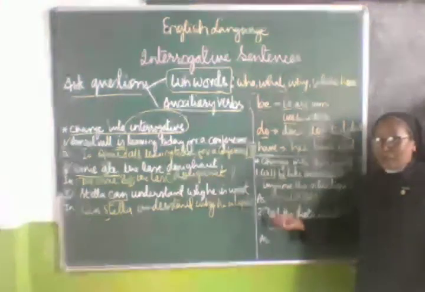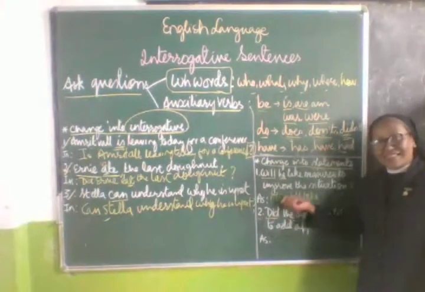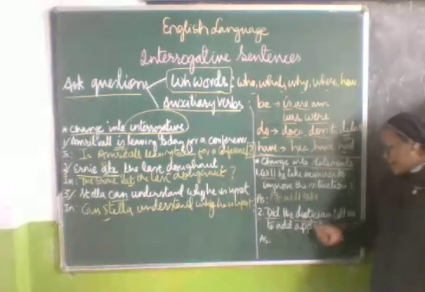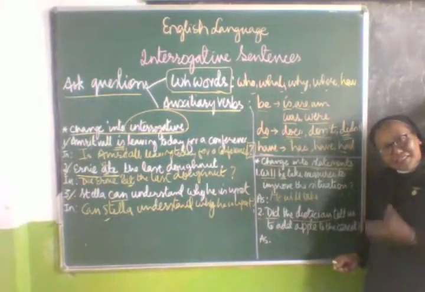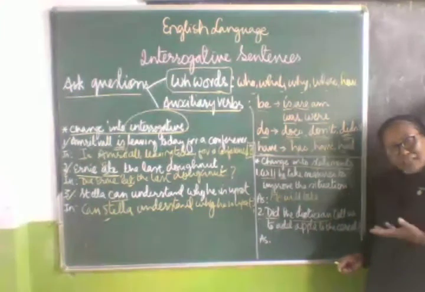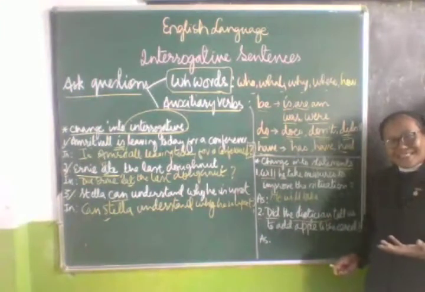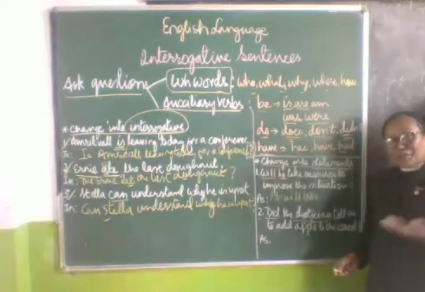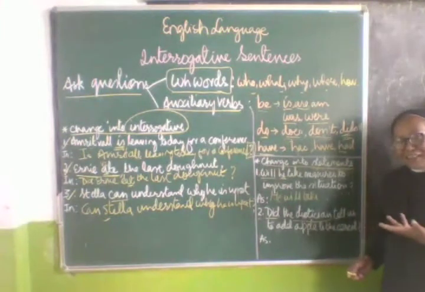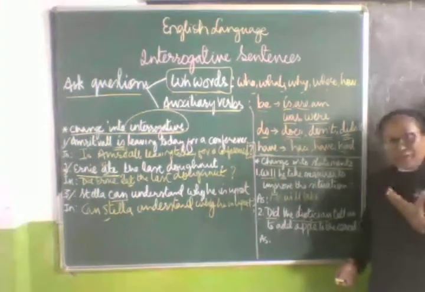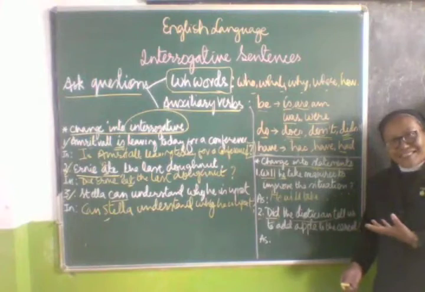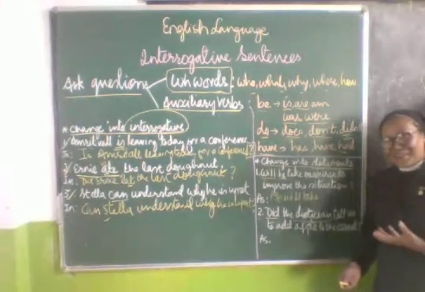So now here is the question: did the dietitian tell us to add apple to the cereal? Cereal is some kind of food like we eat oats, isn't it? Okay, and there are other varieties of food we have. And then even you use cornflakes, chocos, isn't it, for your breakfast?